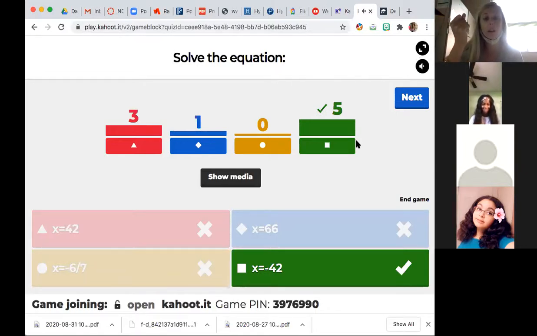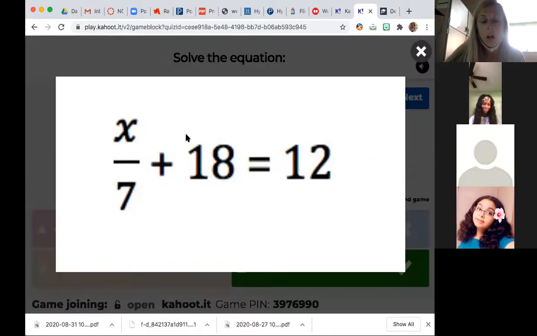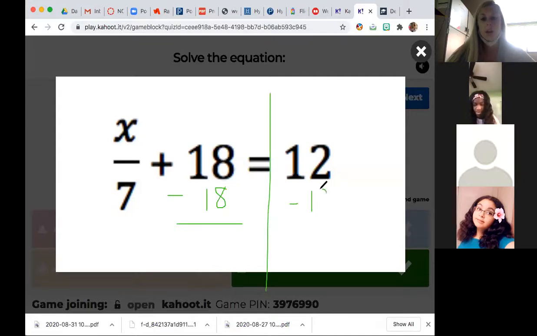So really quick, the picture is gone. Show media. All right, really quick, let's talk about this. You should have subtracted the 18 first. Isn't this wild? There wasn't enough time. There was enough time. This is a two-step equation. You learned this in 7th grade. I did that right there. And then that's when you said you got 8 seconds. Okay, this is enough time.